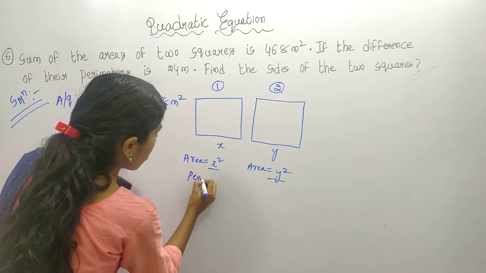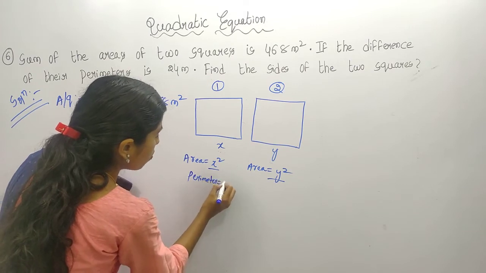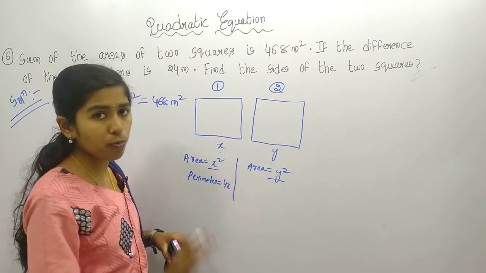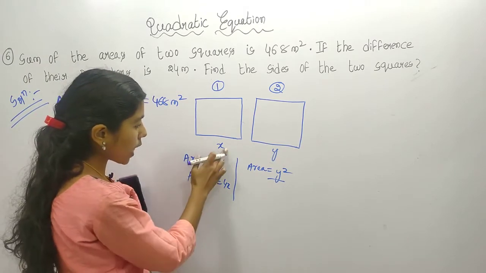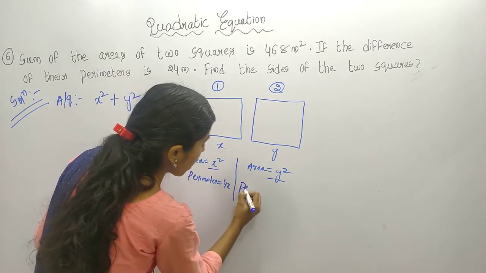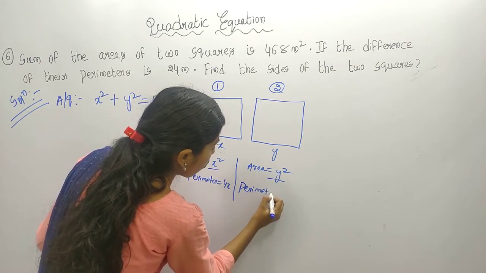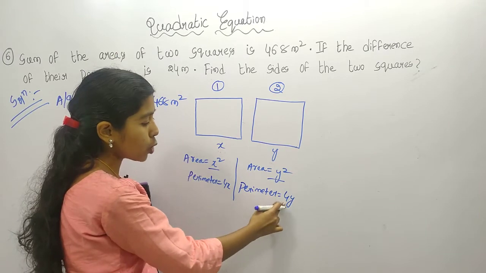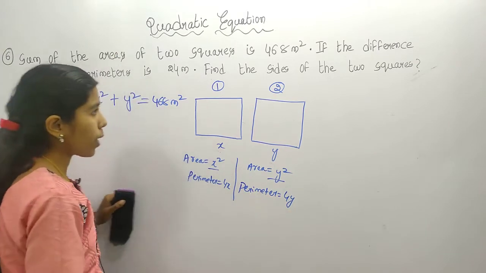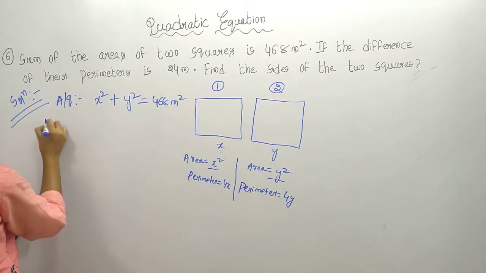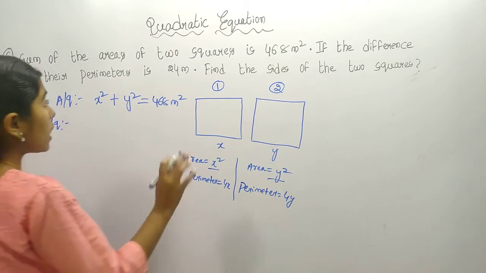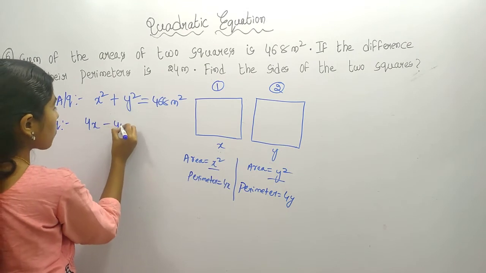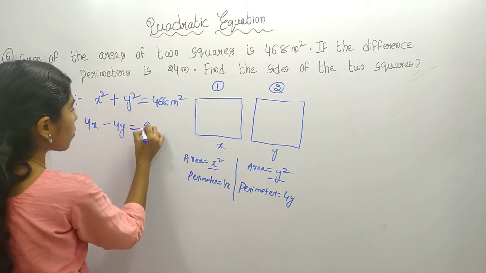Equals to this is 4x. So our perimeter formula of square is how much? 4 into side. Here 4 into side is x, so 4x. Here same, perimeter will be 4y. Y is the side here, so perimeter equals 4 into side. It means 4y. So according to the question, what is given? Difference of their perimeter. Difference means minus: 4x minus 4y equals 24 meter.